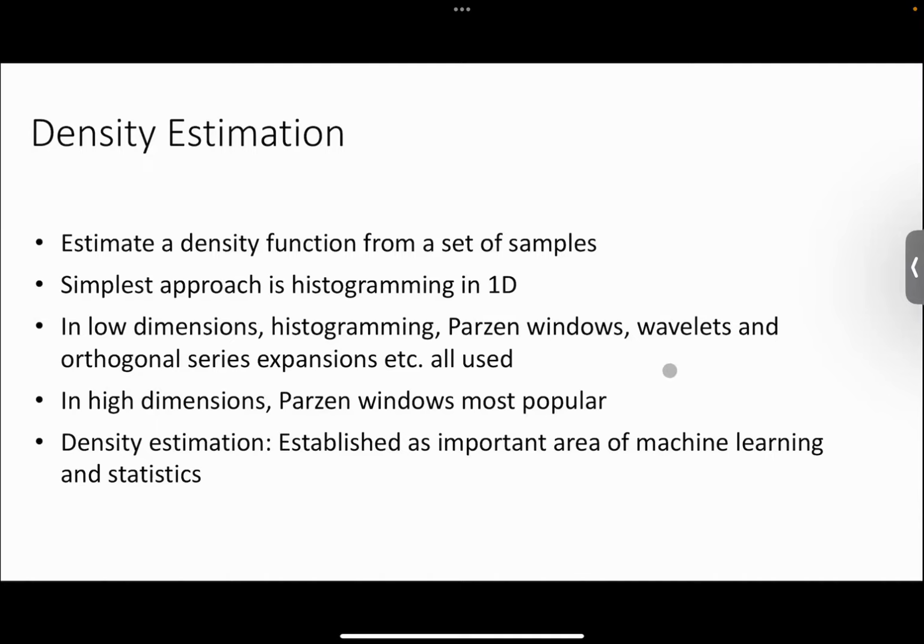In density estimation, Parzen windows are the most popular. And in Parzen windows, basically what you do is, if you're given a set of points, you put a Gaussian at each point and you sum up all the Gaussians.